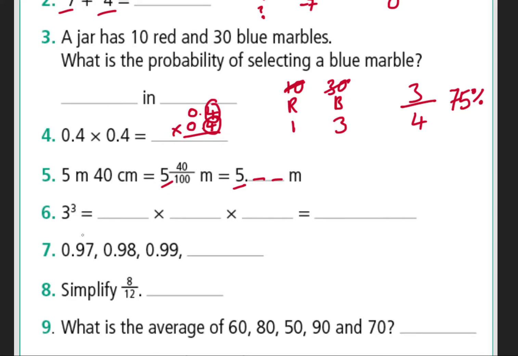Now, in this one, from 0.97 to 0.98, we're jumping up 0.01. From 0.98 to 0.99, we're jumping up 0.01. So to find out what happens in here, we're going to take 0.99 and we're going to add on 0.01. Okay, and just be careful with your carrying and stuff here and you'll get the right answer for that.